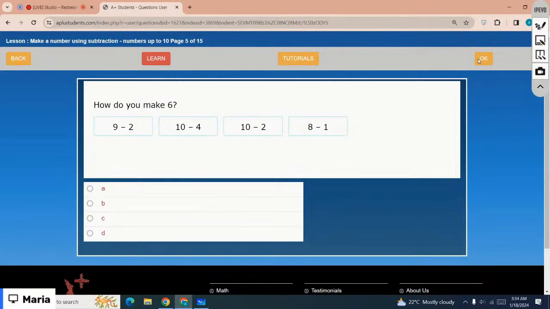How do you make 6? Which is the correct option? Yes, the correct option is 10 take away 4 equals 6, right? Option number B is the correct option. Okay, you can complete the lesson by yourself later today. Let me just move on to the next lesson.